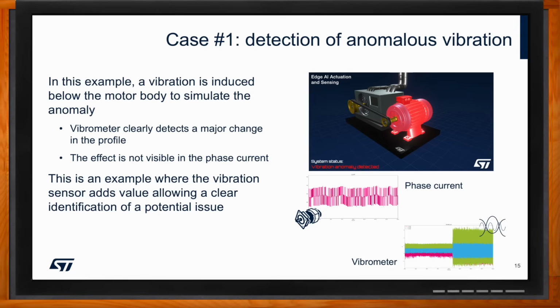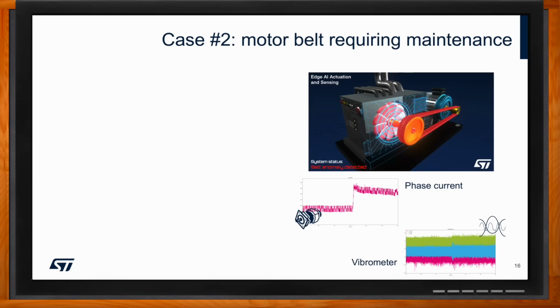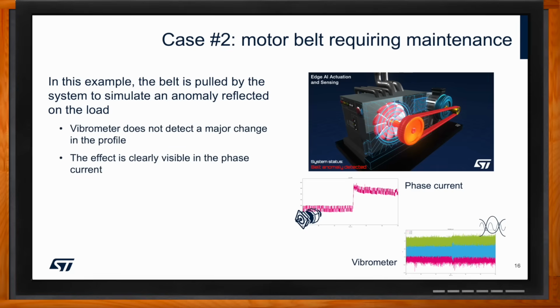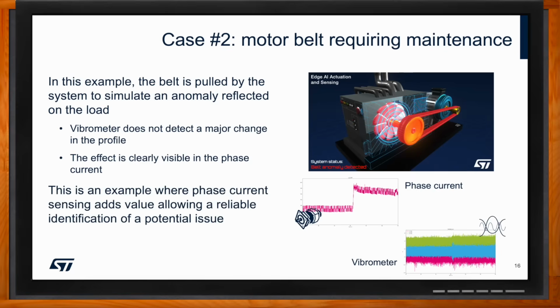In case number 2, we see a different thing happening. In this case, we have a motor belt that all of a sudden becomes harder to push. And so it is pulled by the system, in this case, to simulate an anomaly that is reflected on the load. The motor all of a sudden needs to push harder in order to keep the same rotational speed. Now, this is clearly visible in the phase current.